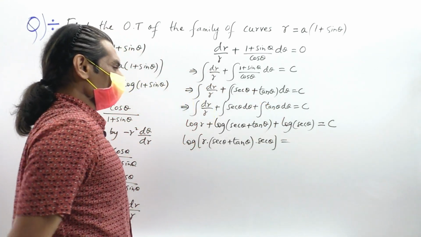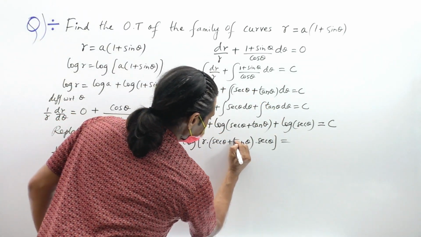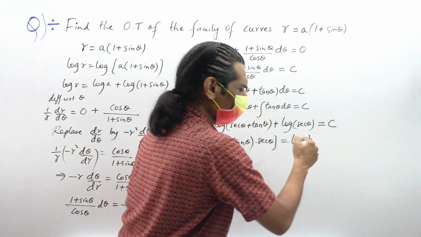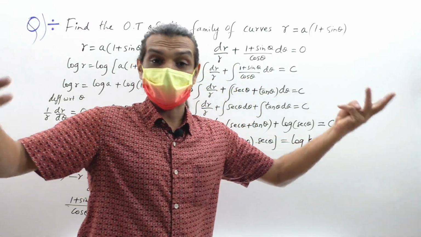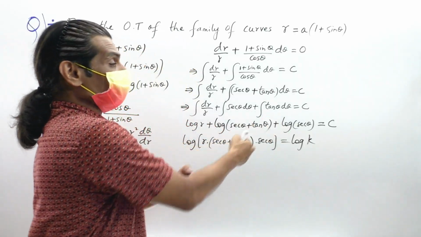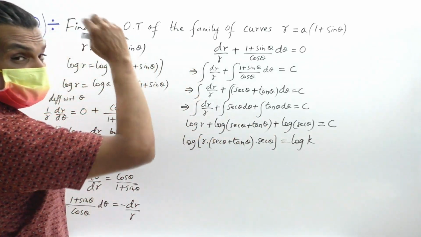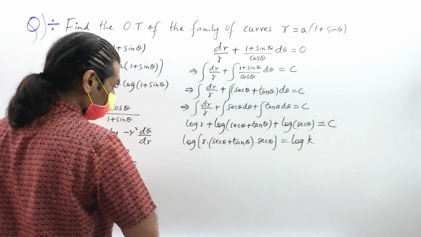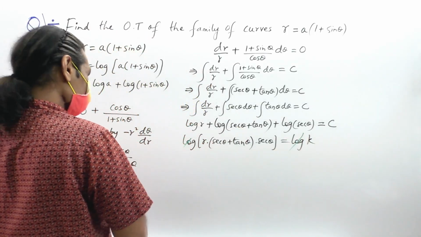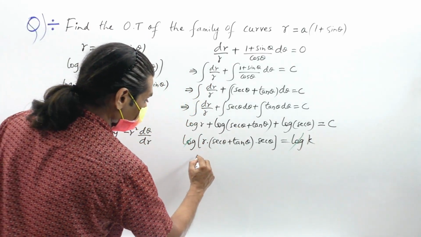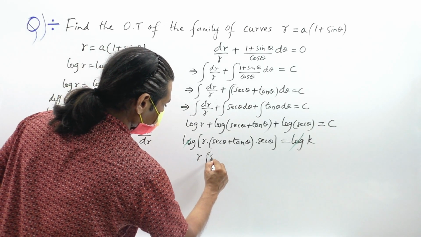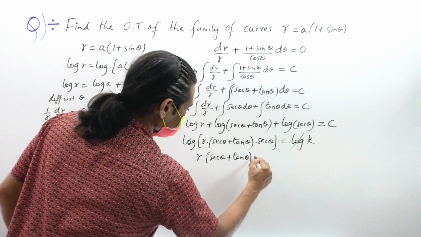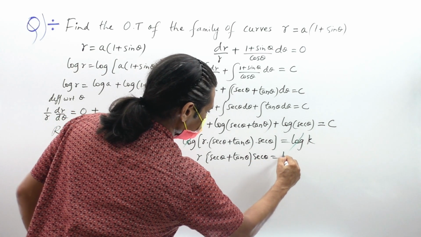So for my simplification, you have to make some adjustment as I told you. C I'll take as log K. Because C is a constant, obviously log K is a constant, doesn't matter, but it will help us in simplification and getting to similar forms. Now log cancels with log. Now we have r into bracket secant theta plus tan theta into secant theta is equal to K.